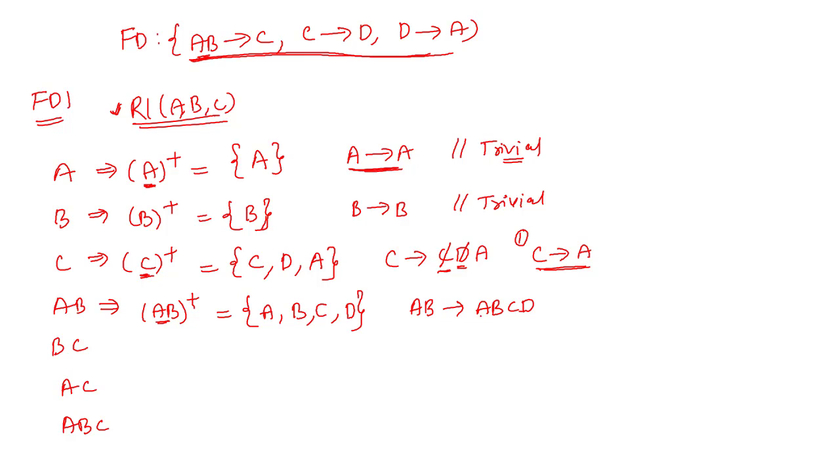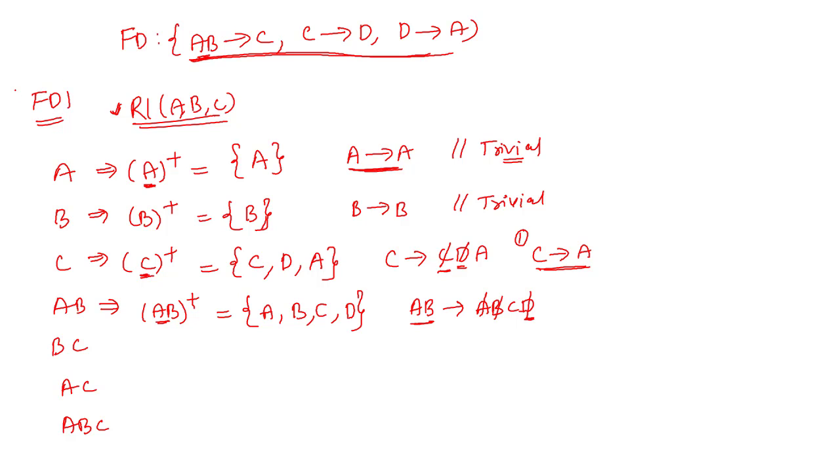If I write like this, so AB is what? Trivial attributes, right? AB implies AB. So this is something like trivial attributes. And D is not present in the R1. D is not present in the R1.